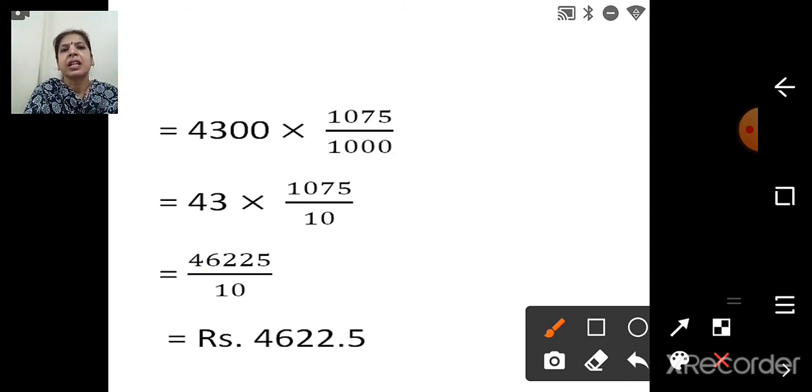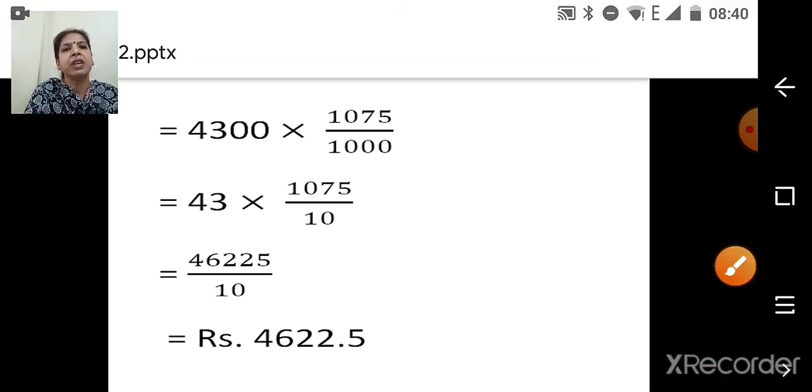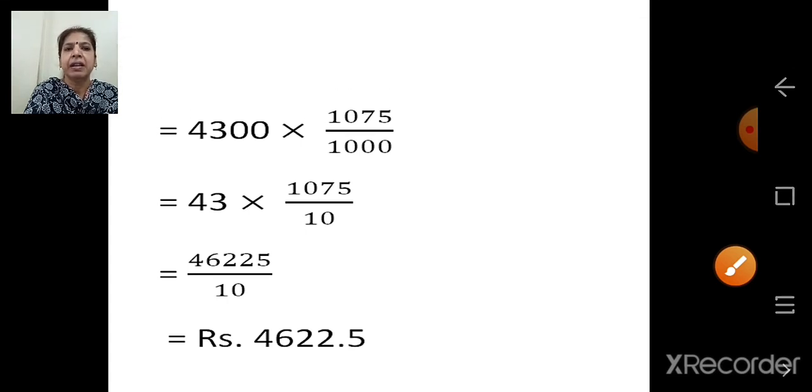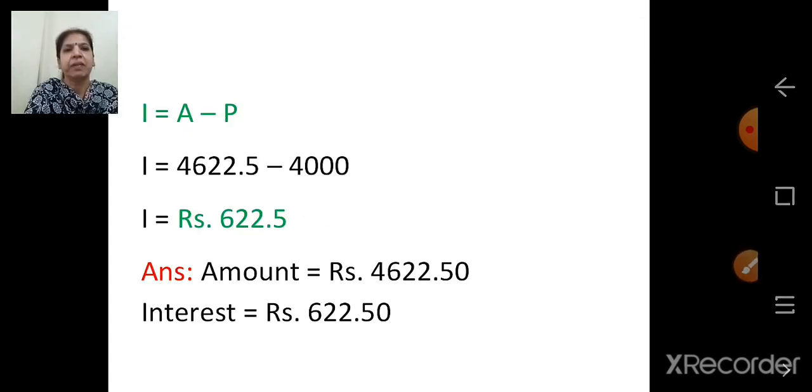46,225 upon 10. Now it becomes easy to put the decimal, 1 decimal place. So your answer will become 4622.5. This is the way you have to learn to do calculation correctly. And this is our amount. After finding the amount, what do we have to do? We have to find the interest.